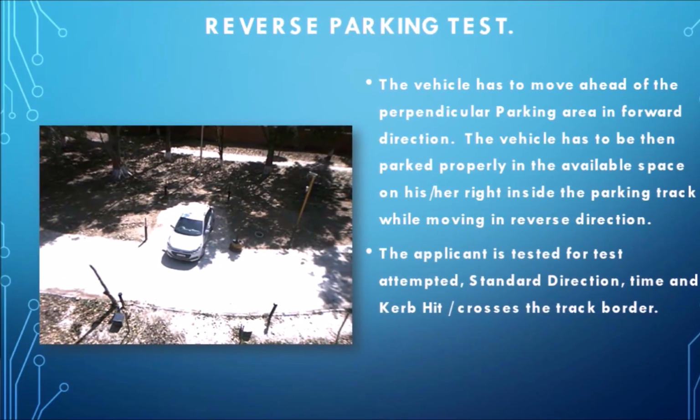Reverse parking test. The vehicle has to move ahead of the perpendicular parking area in forward direction. The vehicle has to be then parked properly in the available space on his/her right inside the parking track while moving in reverse direction. The applicant is tested for test attempted, standard direction, time and curb hit or crosses the track border.